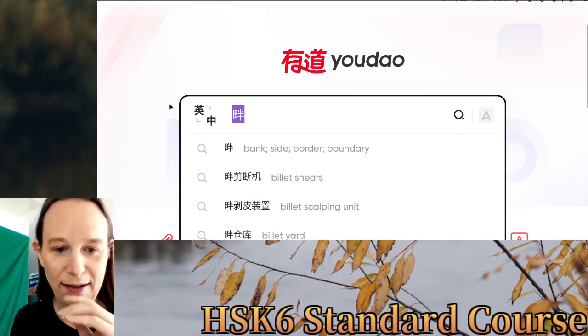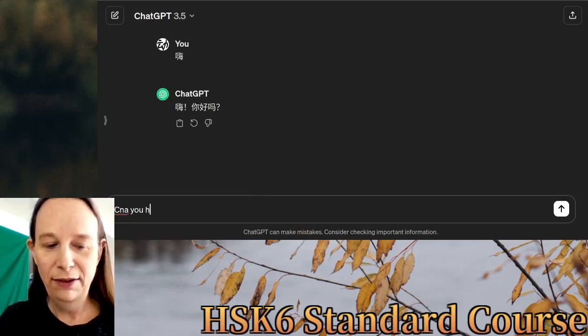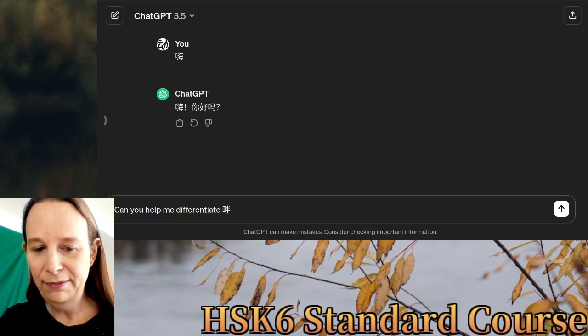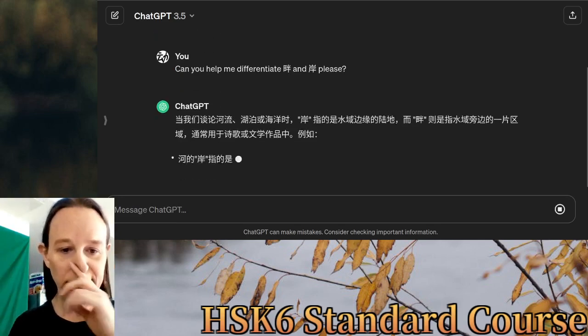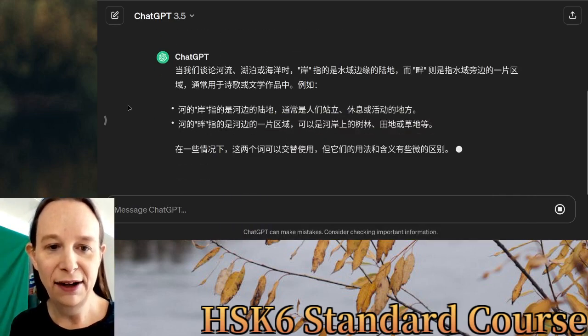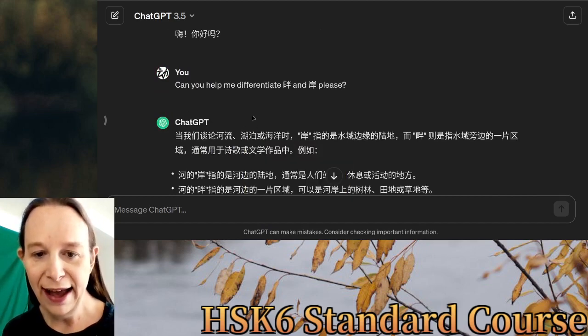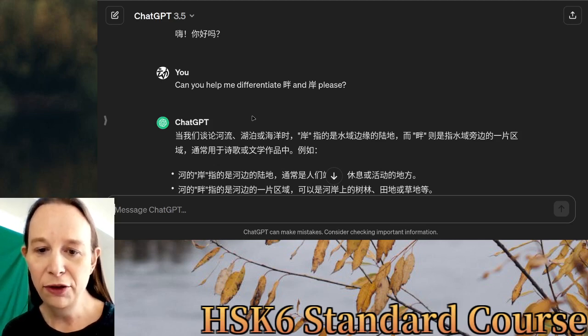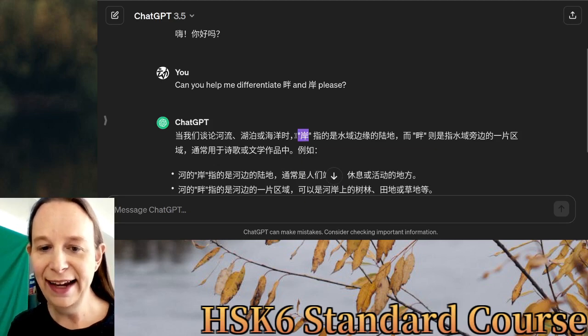So, can you help me differentiate an and pan, please? Okay, 当我们谈到河流、湖泊、或海洋时，an 指的是水域边缘的陆地. Okay, so an is the bank.